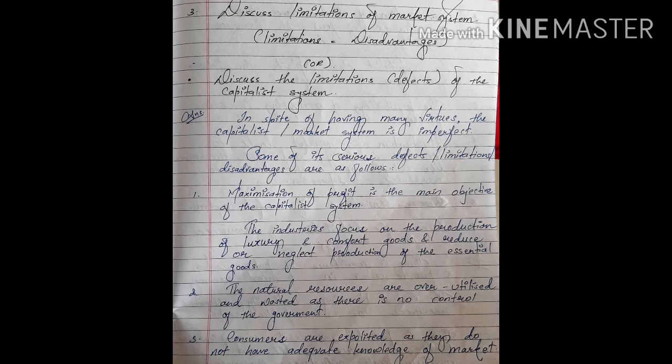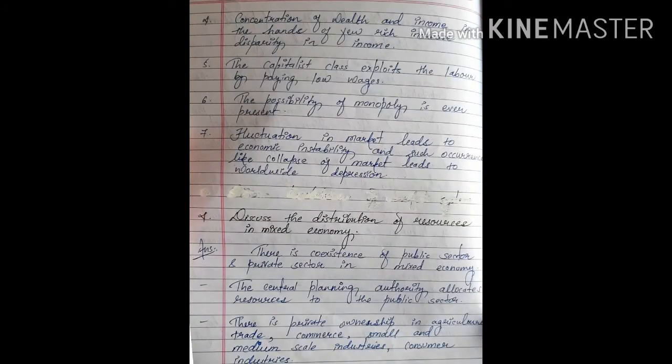Maximization of profit is the main object of the capitalist system. The industries focus on the production of luxury and comfort goods and reduce or neglect production of the essential goods. The natural resources are overutilized and wasted as there is no control of the government. Consumers are exploited as they do not have adequate knowledge of the market. Concentration of wealth and income in the hands of few rich increases disparity in income.